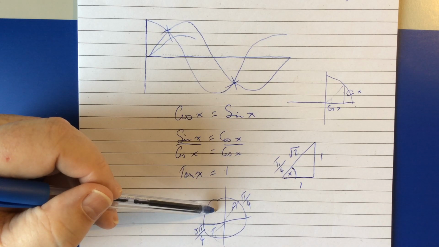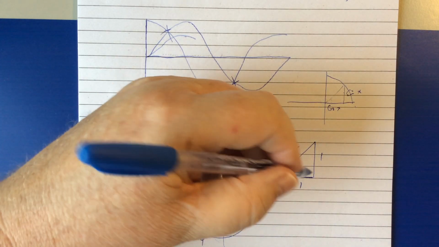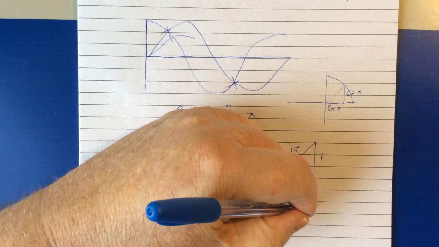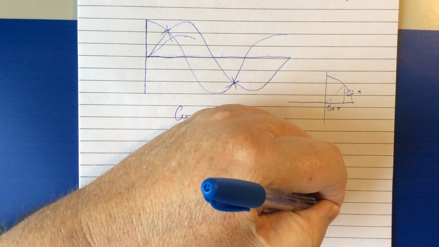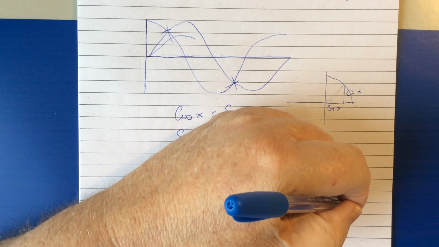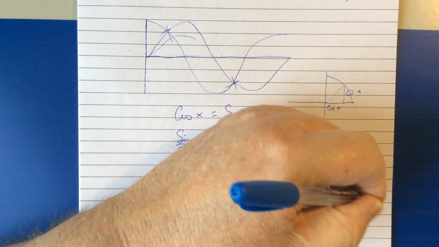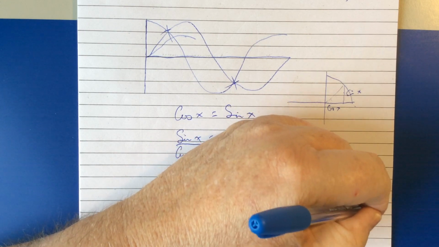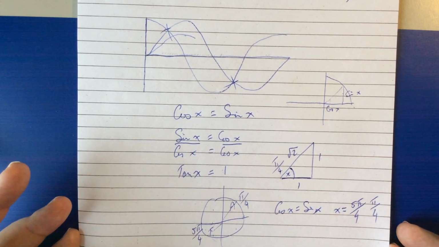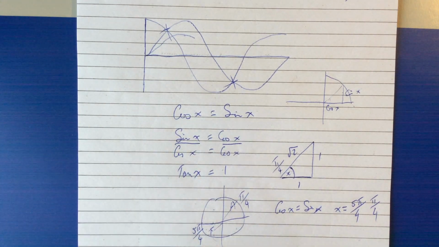It's equal to -1 in this quadrant and -1 in this quadrant, but it's equal to 1 here and 1 here. And so our solution is that cos x equals sine x when x is equal to 5 pi on 4. I'm doing this backwards, I apologize, and pi on 4. And that is between 0 and 2 pi.